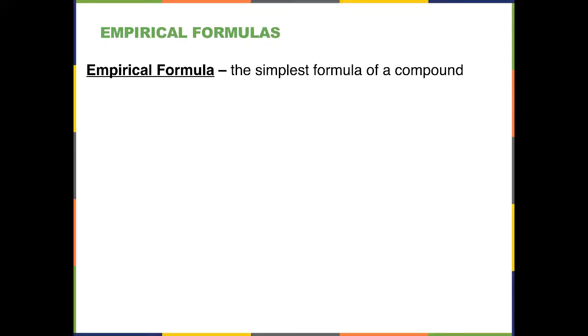An empiric formula is the simplest formula for a compound. Now, you might remember a few weeks ago I told you there was the empiric formula, which is the simplest formula, and then there was the molecular formula, which is the actual formula. And we'll look at that in just a minute. So the steps for calculating or finding the empiric formula are as follows.